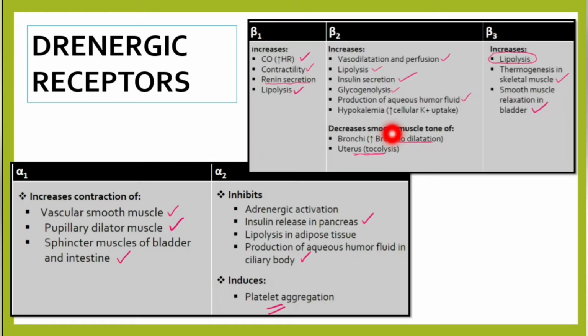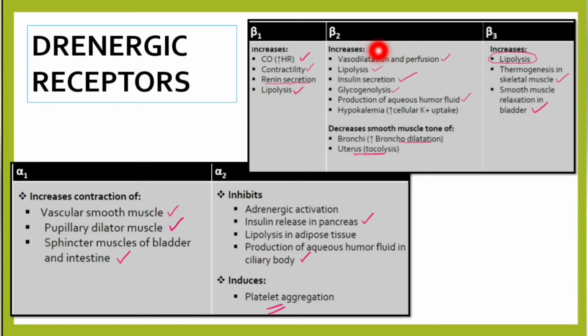Beta-adrenergic receptors, we have beta 1, beta 2, and beta 3, and all of them use a G stimulatory. But just remember, G stimulatory in beta 2 will cause smooth muscle relaxation. So let's go through what happens. Beta 1, mainly found in the heart, increases heart rate, cardiac output, contractility, secretion of renin, because the JG cells in the kidney have beta 1 receptors, and also lipolysis.